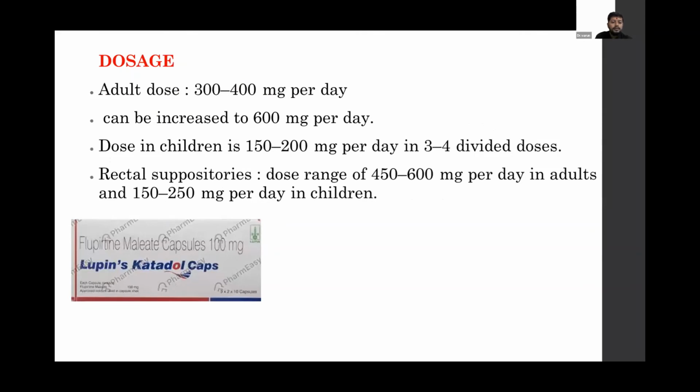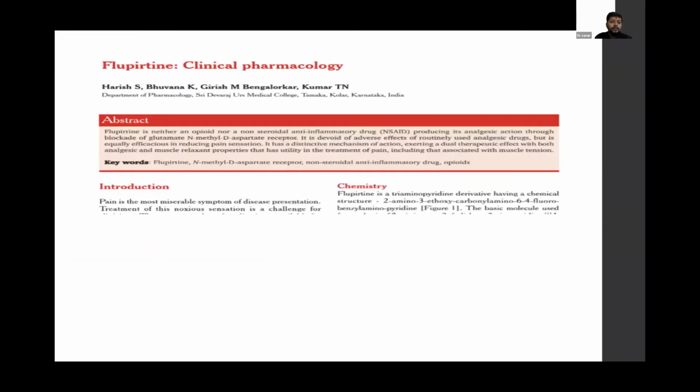Dose for flupirtine in adults is 300 to 400 milligram per day in divided doses, and in children it can be used at 150 to 200 milligram per day. For rectal suppository, the dose range is 450 to 600 milligram per day in adults and 150 to 250 milligram in children. This is an article showing everything detailed about flupirtine.